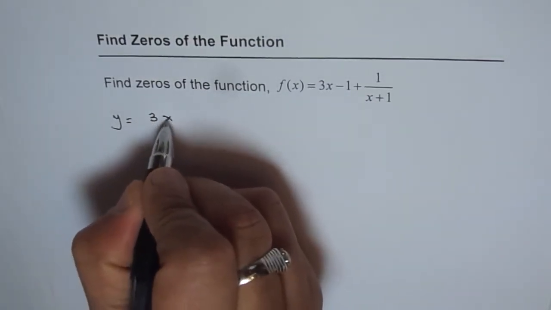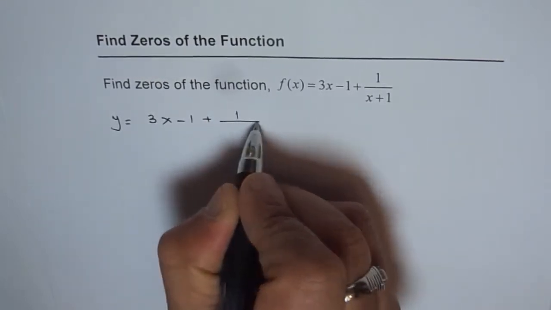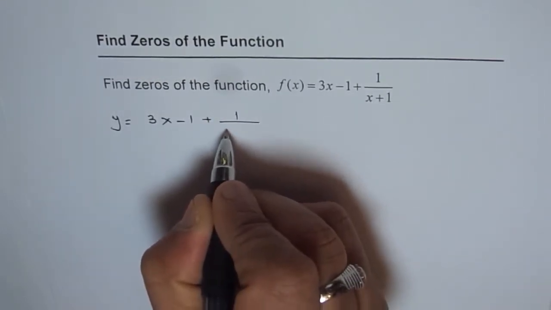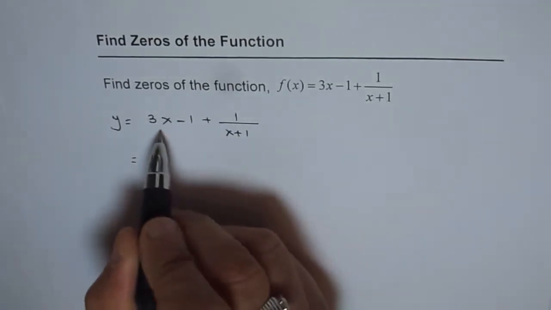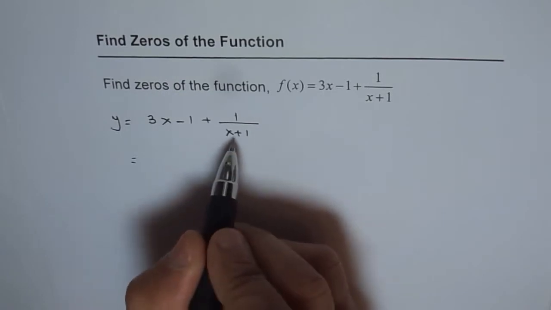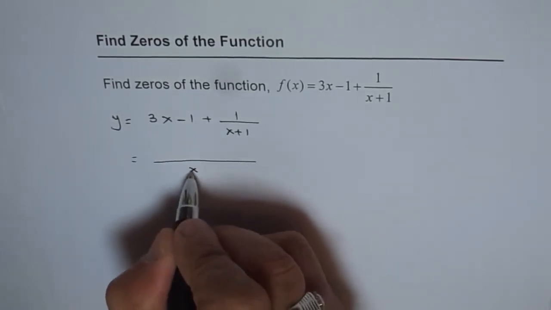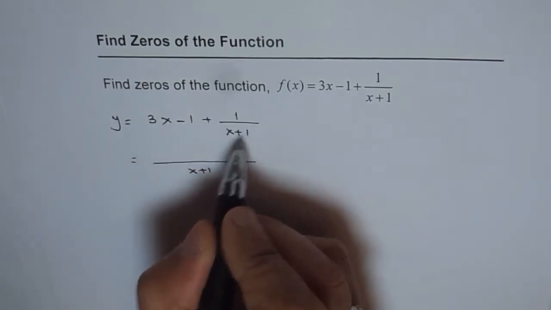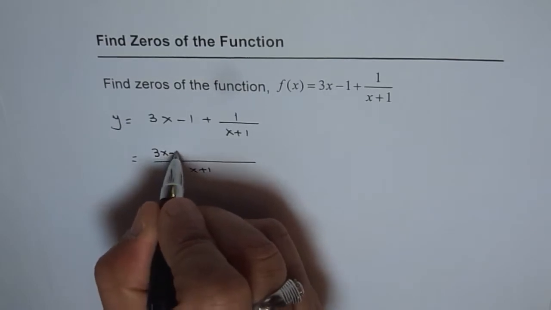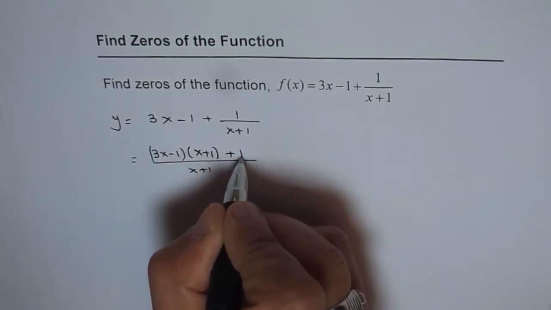Let's go through the steps involved here. So we have the function, which is 3x minus 1 plus 1 over x plus 1. Now, if I have to add them, then I have to have x plus 1 as my common denominator, right? So to make x plus 1 the common denominator, we have to multiply this term by x plus 1. So we get (3x minus 1) times (x plus 1) plus 1.